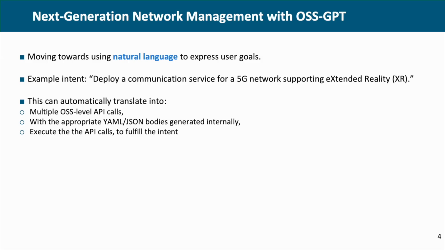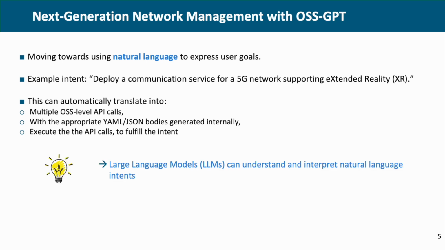Therefore, moving towards using natural language to express intent is a natural transition to next generation IBN. For example, an intent could be: deploy a communication service for a 5G network supporting XR. Then the IBN-enabled OSS can automatically translate this into multiple API calls with the appropriate JSON payload for each API call and then execute these API calls to fulfill the intent. Therefore, we need an AI approach that can understand human language. In the state of the art, large language models are the best candidates for this type of task.